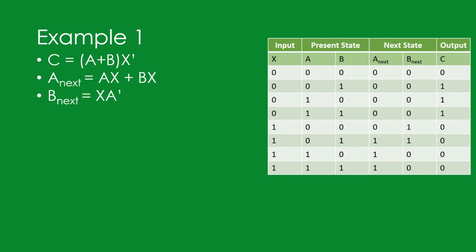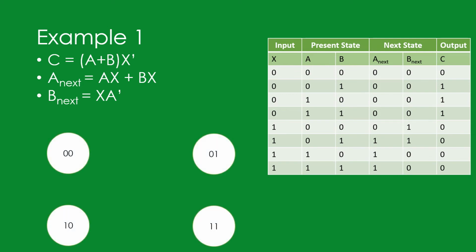With the state table done, we can now create the state diagram. We start by drawing circles for each number of states. If you're ever unsure, 2 to the n, where n is the number of flip-flops, will tell you how many states you'll have. Each state is labeled with the corresponding present state combination, listed as A and then B.